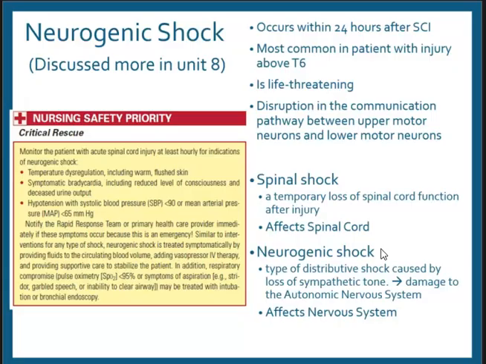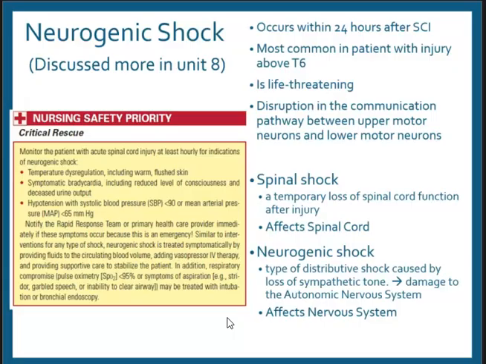So spinal shock is temporary loss of spinal cord function after an injury, affects the spinal cord. We're neurogenic. Remember, anytime something is genic, that's where it comes from. So spinal shock is vasogenic, where neurogenic shock is neurons. So it's a type of distributive shock caused by loss of sympathetic tone, and there's damage to the autonomic nervous system. So it affects the nervous system.